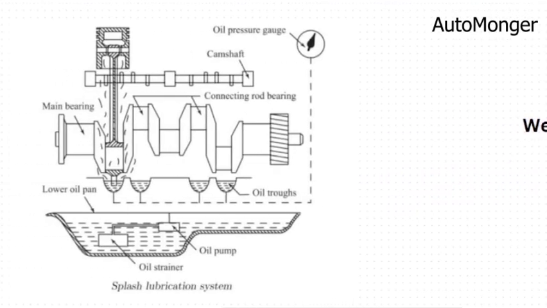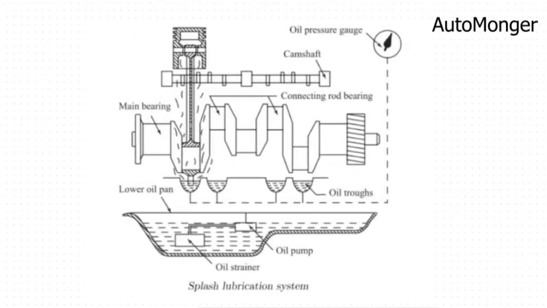This is an example of the splash lubrication system. Let me get a pen. You see that this is the oil sump, this is the oil strainer, and this is the oil pump. The way it's designed, the oil sump has the oil pump and the strainer. The strainer is meant to filter out little particles, little debris in the oil before it gets to the pump, and then the pump pumps it up into the engine, which is a fantastic system.